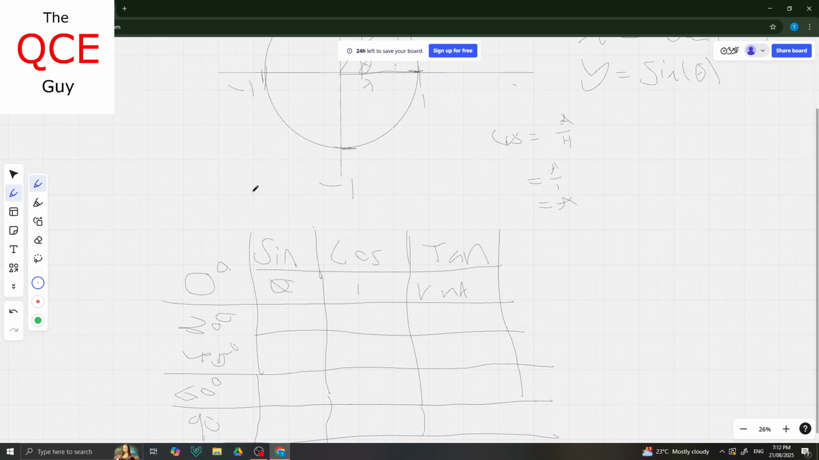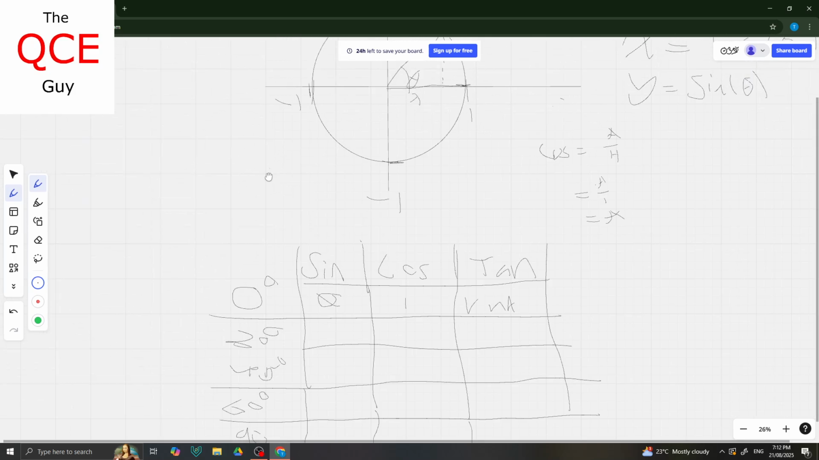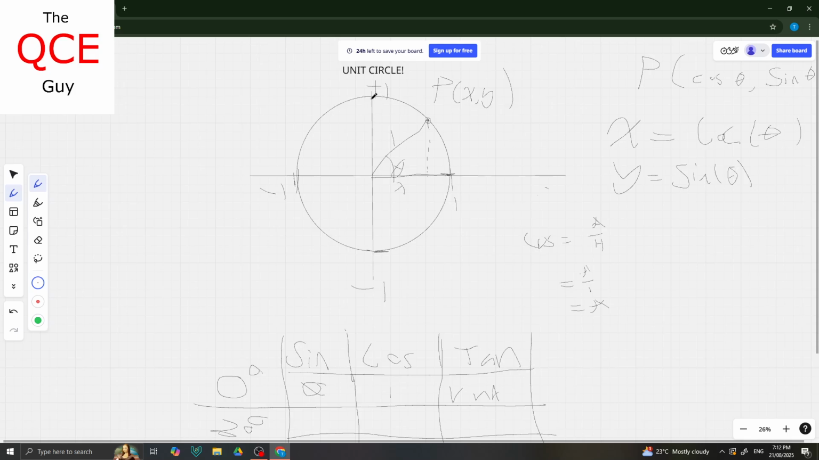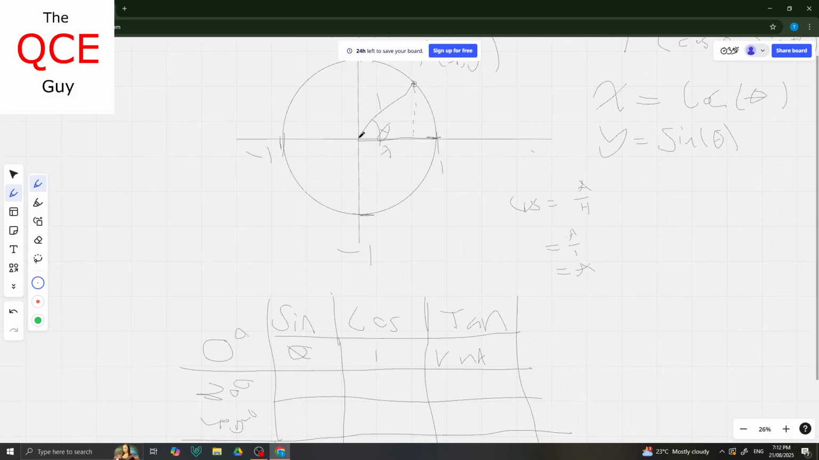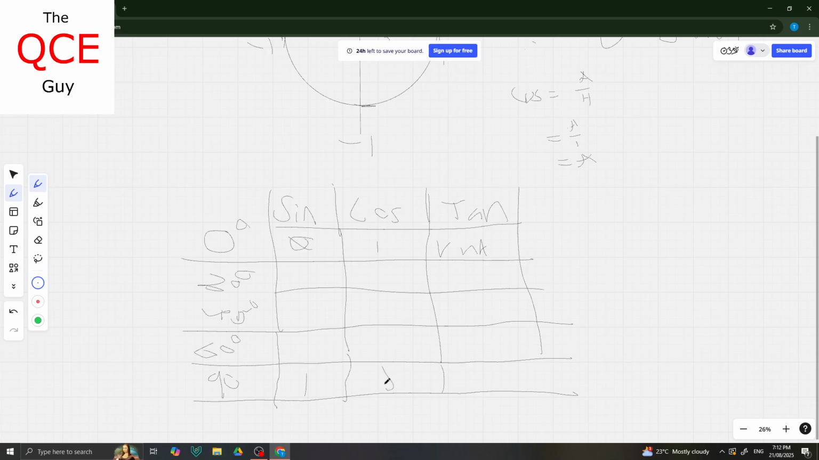Okay. The other easy one, 90 degrees. In that case, you can see that it's plus 1 on y, so your sine is going to be equal to 1, and obviously your cos here is at 0, so cos is 0. And then 1 on 0 is also undefined, so we can leave that as that.